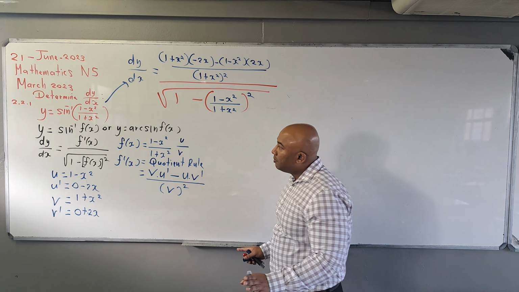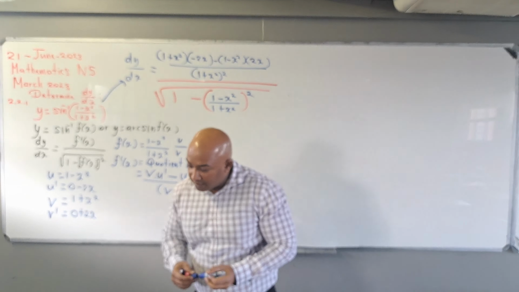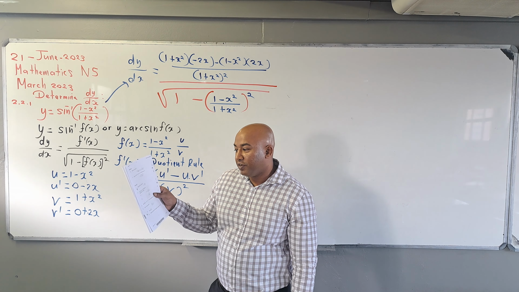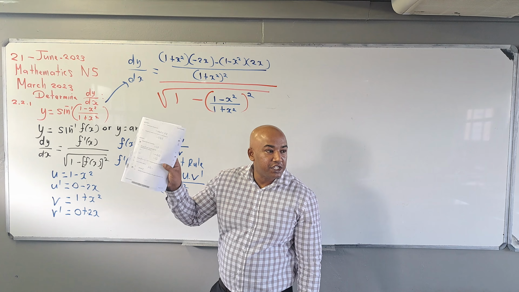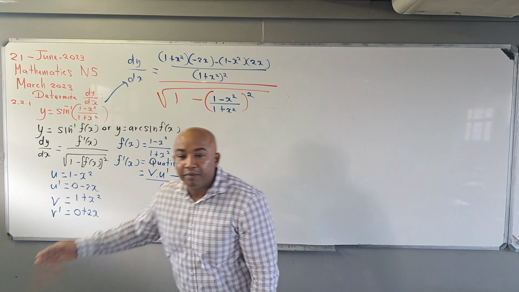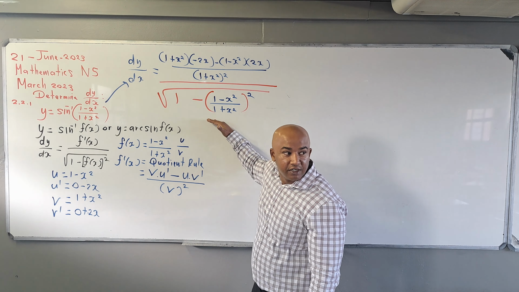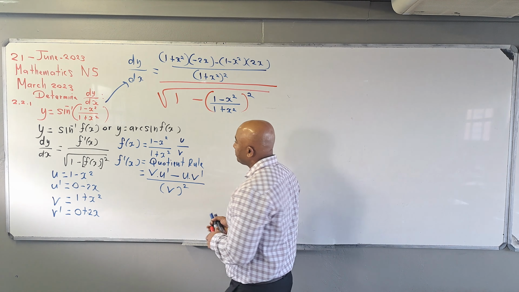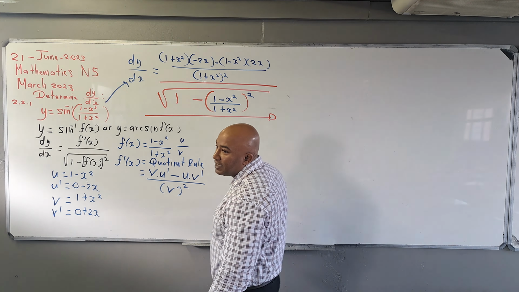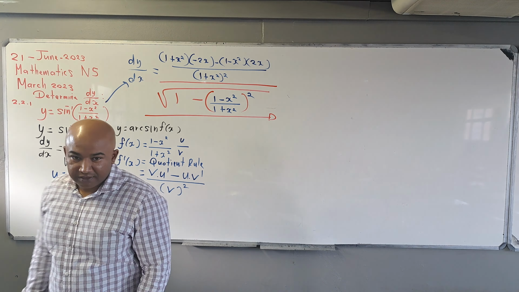And that is all. Simplification here according to this instruction: determine dy over dx in each of the following cases. Simplification is not required. Therefore, you will get full marks at this stage. You're clear with that? Right. So that is method number 1.